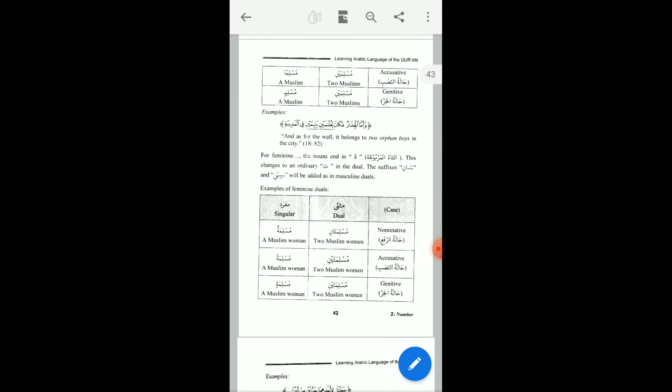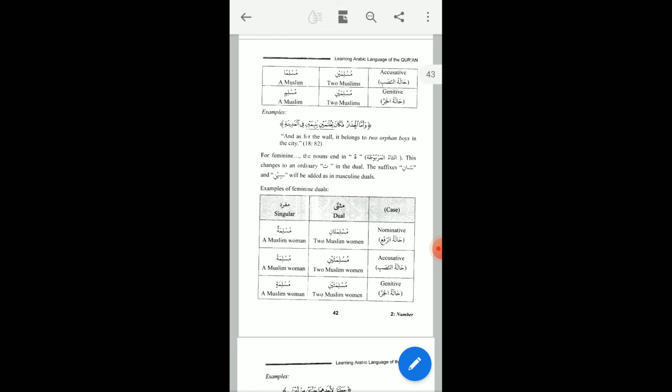Now examples from the Quran. وَأَمَّا الْجِدَارُ فَكَانَ لِغُلَامَيْنِ يَتِيمَيْنِ فِي الْمَدِينَةِ. It is a verse of Surah Kahf. As for the wall, it belongs to two orphans. Fakana li gulamaini. See, li is a preposition. It means gulamaini is in the genitive case, and there were two orphan boys. That is why it is gulamaini. It's not gulamani, because it is the object of preposition. So it has become gulamaini.